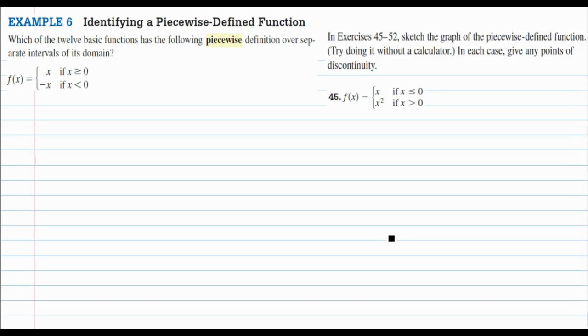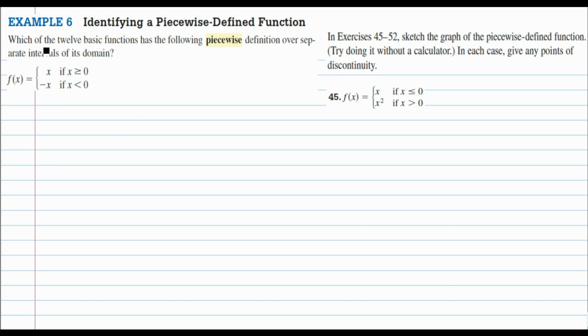This is the screencast for example 6, identifying a piecewise function. A piecewise function has pieces of several functions put into it to make one function. In the piecewise function in example 6, the two pieces being used are y equals x and y equals negative x. So the line y equals x has a positive slope of 1, y-intercept 0, and the line y equals negative x has a slope of negative 1, also y-intercept of 0.